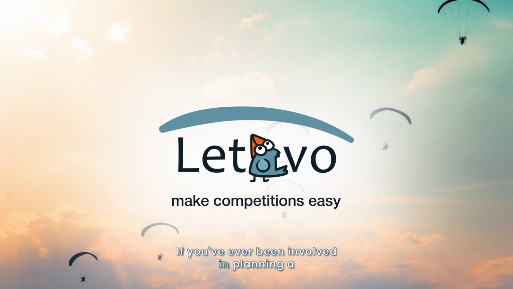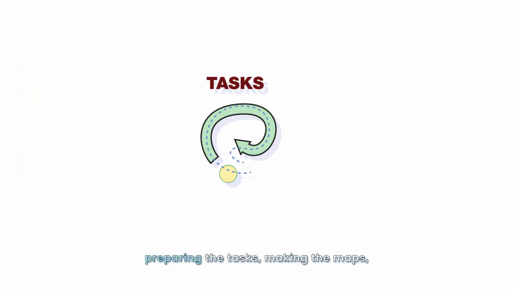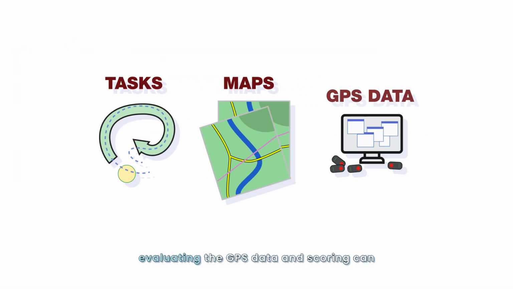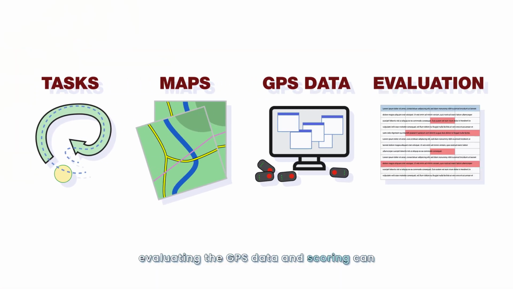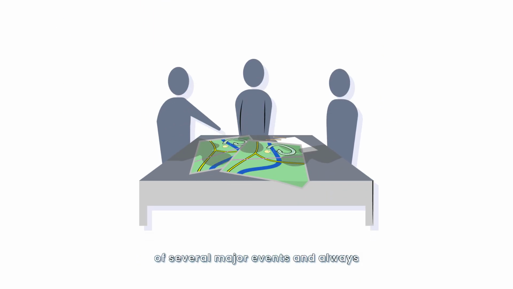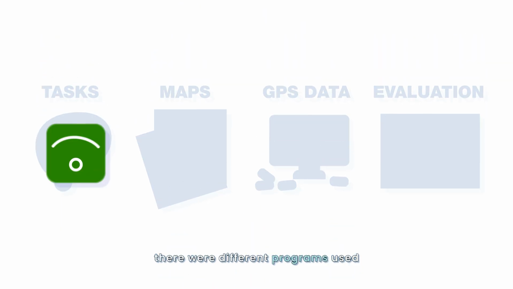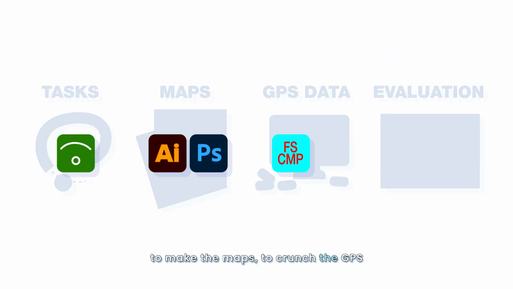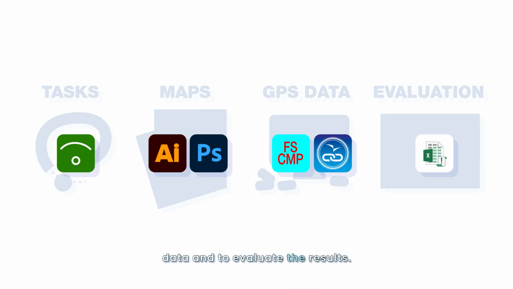If you've ever been involved in planning a paramotor and possibly other flight sports competition, you know that preparing the tasks, making the maps, evaluating the GPS data, and scoring can be quite a hassle. I had a chance to peek behind the scenes of several major events, and always there were different programs used to make the maps, to crunch the GPS data, and to evaluate the results.